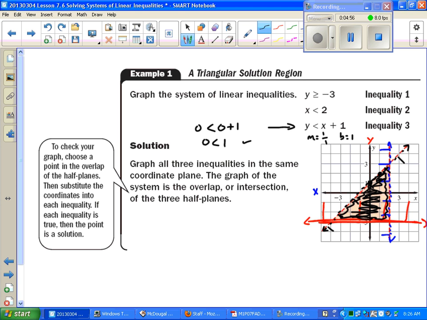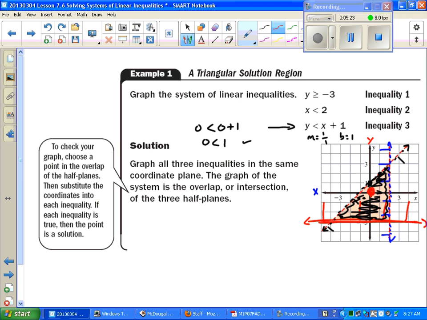Notice in that bubble off to the left, it says to check your work: choose a point in the overlap of the half planes, then substitute the point to see if it gives you a true statement. The easiest one to pick is 0, 0. We can choose that point again because it's not on any of the lines, and when we multiply 0 by anything, it gives us 0.